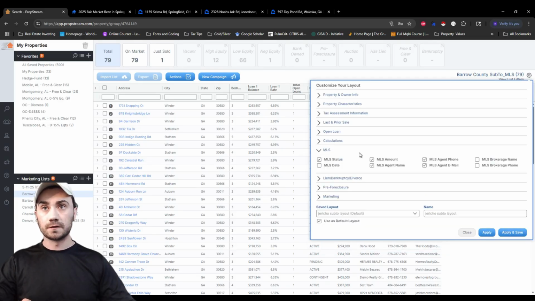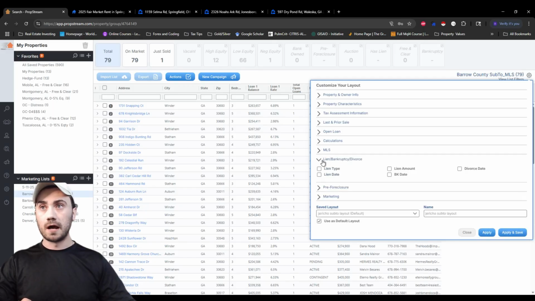Let's go into our MLS. Now we do need some information here, such as the MLS date. The MLS date is going to be the MLS listing date that the property went active by the brokerage or on the MLS itself. And so we need the status of the property, the date, the agent name, the MLS amount, their phone number, their email. All this information is required.